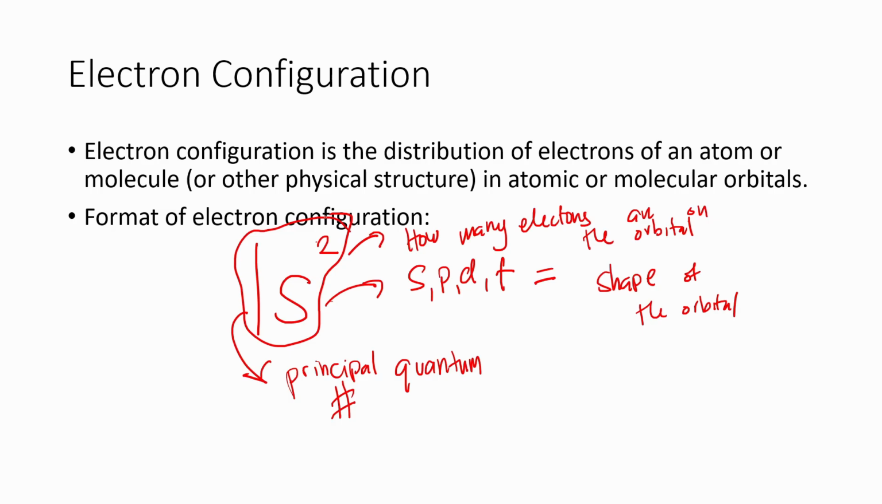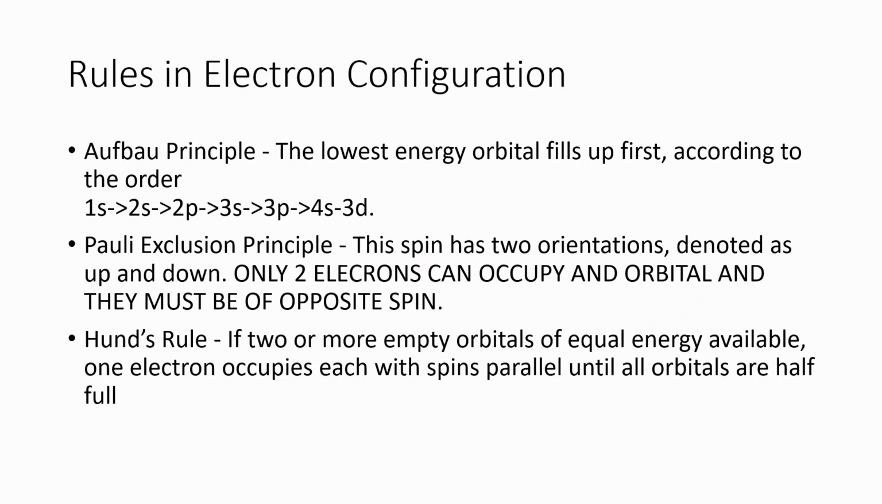Usually you won't find one alone. It will be a long chain of this repeating pattern. And to understand it better, let's discuss how to get an electron configuration. But before we move there, let us first discuss the rules in electron configuration.